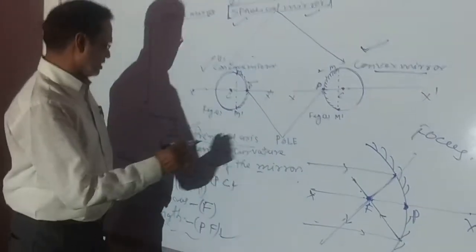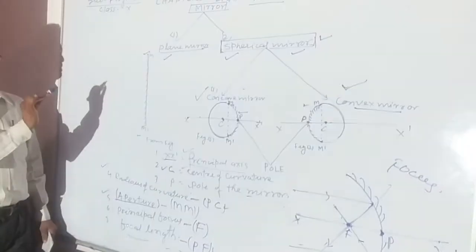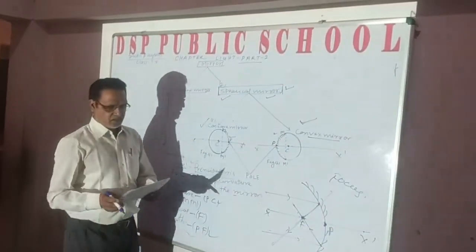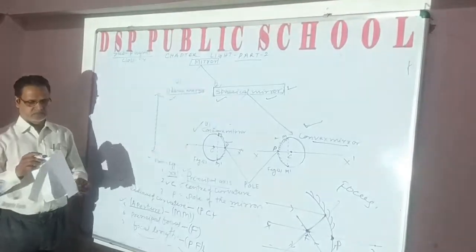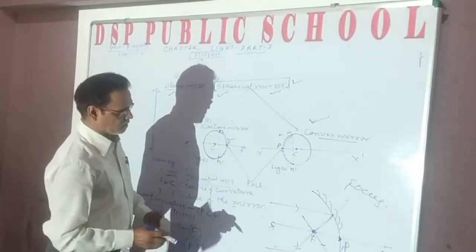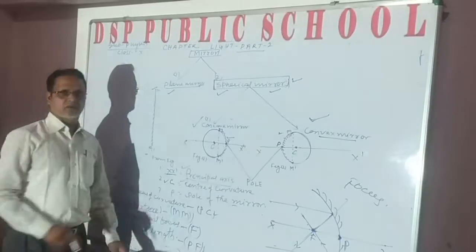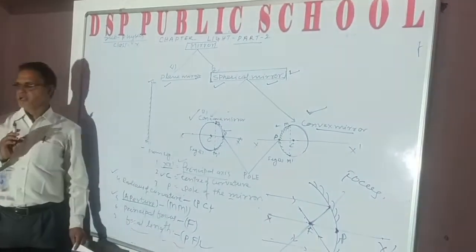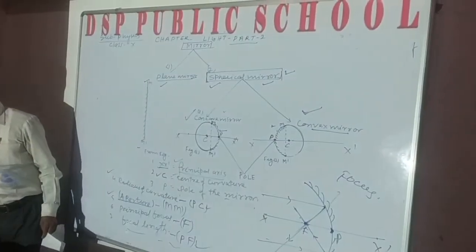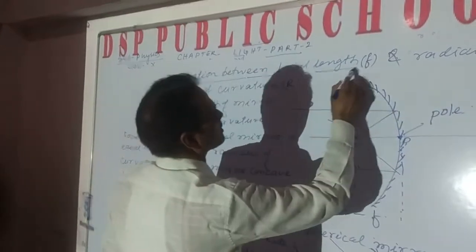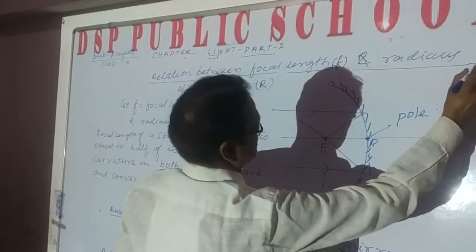In this way, all these terms related with a spherical mirror have been defined. After that, we know the relation between the principal focus and radius of curvature. Principal focus और radius of curvature में क्या relation है? Let us know the relation between focal length and radius of curvature.